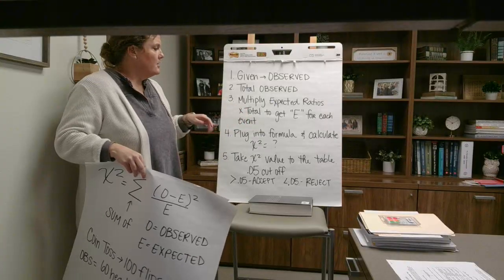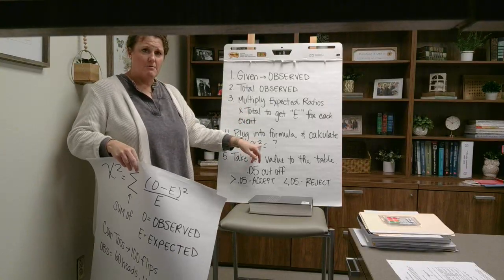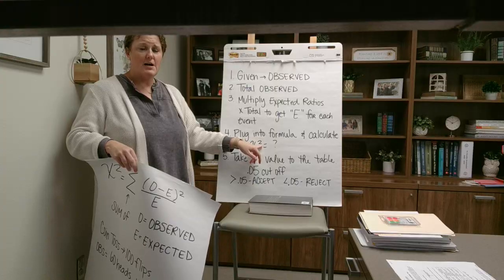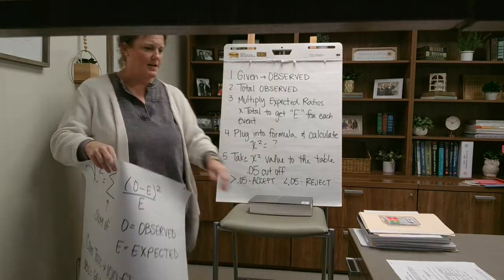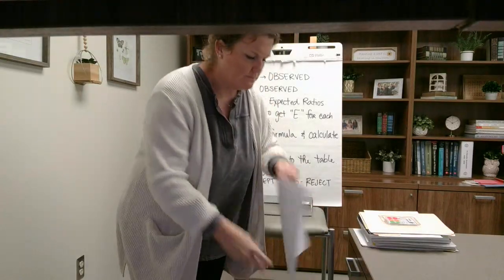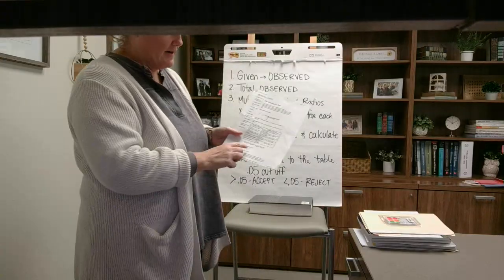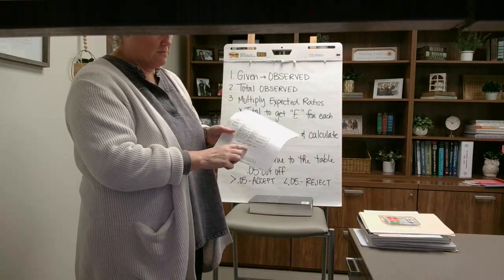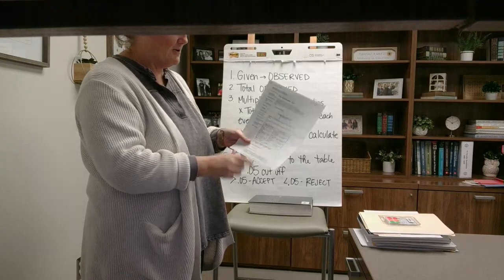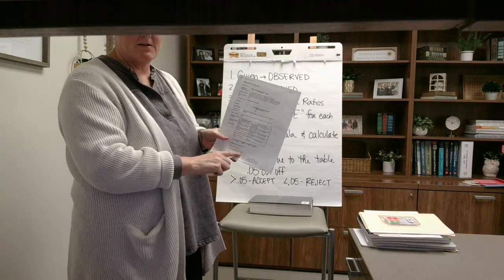Okay, so once you plug it in, whatever value you come up with is your chi-square value. And so in the case of this problem here, your chi-square value was equal to 4. No, I take that back. Your chi-square value was equal to 0.47.